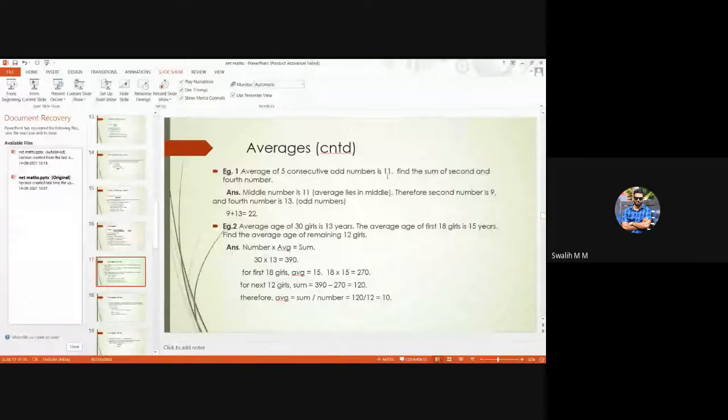What is asked? There are only 5 numbers, and the third number is 11. What is asked? The sum of the second and fourth number. So the third number is 11. Then the second number would be a difference of 2. See, odd numbers means the difference is 2. So reduce 2 from the third number, you get 9. And for the fourth number, increase 2 to 11, then you get 13. So the sum of the second and fourth number is 9 plus 13, which is 22. Remember this, the average lies in the middle. Thank you, sir. Okay. Any more doubts?